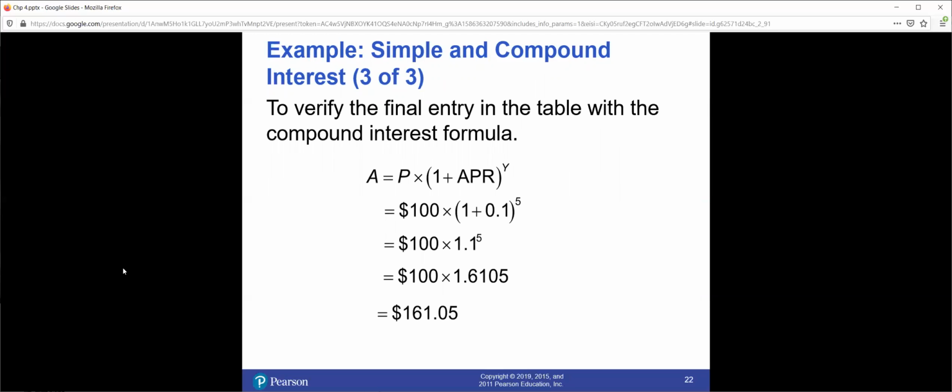And you can verify this using the equation we talked about before, where you plug the numbers in. Your APR is 10%, which is 0.1. 1 plus 0.1 is 1.1. Remember, you've got to follow PEMDAS, the order of operations. Please Excuse My Dear Aunt Sally: parentheses, exponents, multiplication, division, addition, subtraction. So you do your math in the parentheses first, get 1.1, raise that to the fifth power to get 1.6105, and then multiply that by your principal to find out that at the end of 5 years, you should have $161.05, which is exactly what we calculated in steps previously.